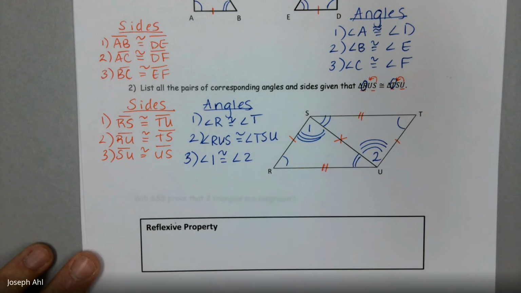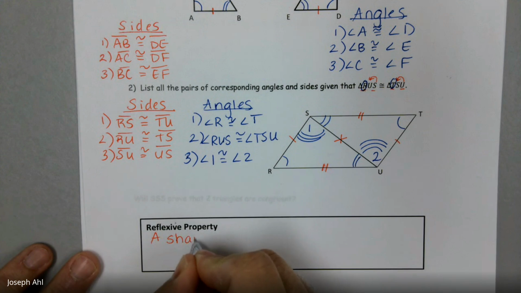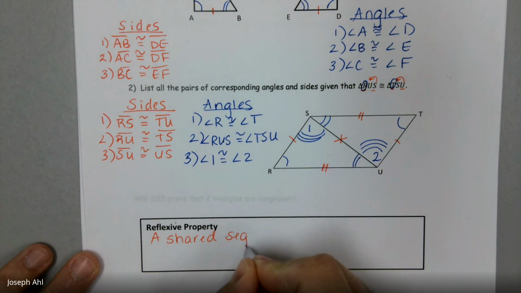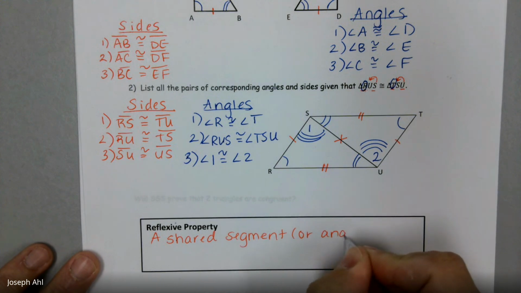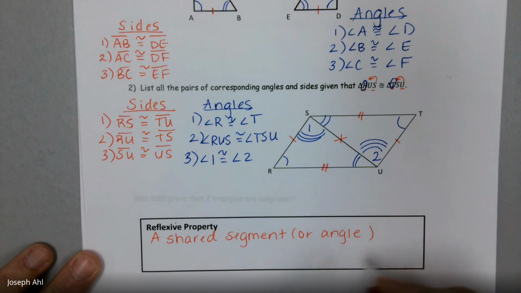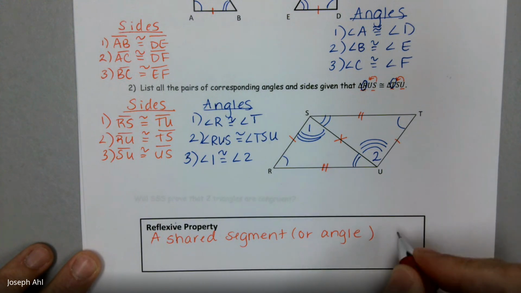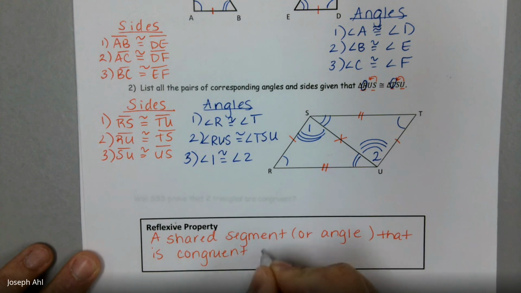So what I want you to fill in for the definition here is a reflexive property is a shared segment. And what I want you to put next to that is that in certain examples later on, it actually could be a shared angle. So it doesn't have to be a segment, it could be a shared angle that is congruent to itself.